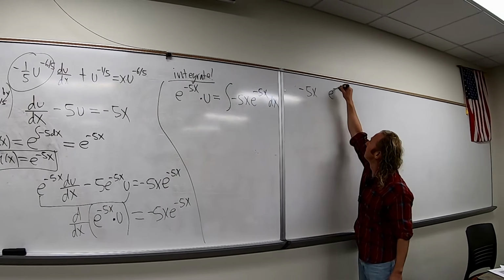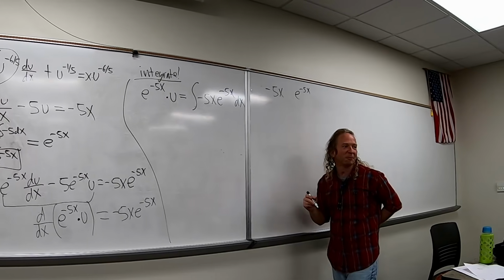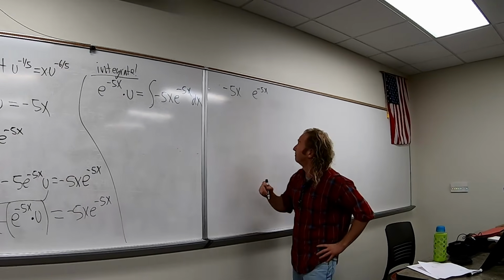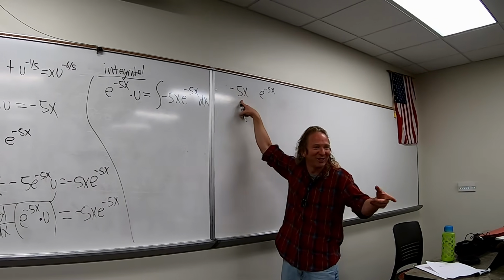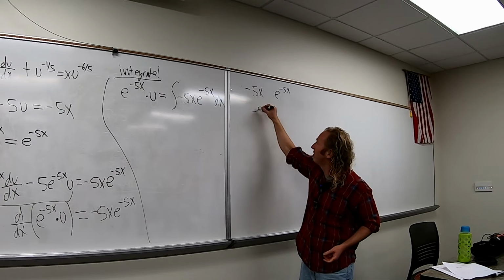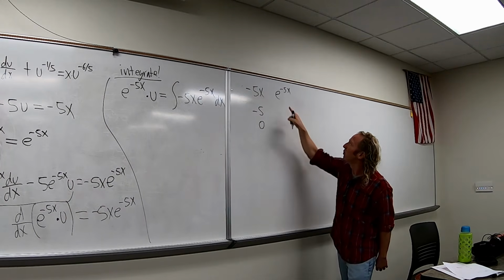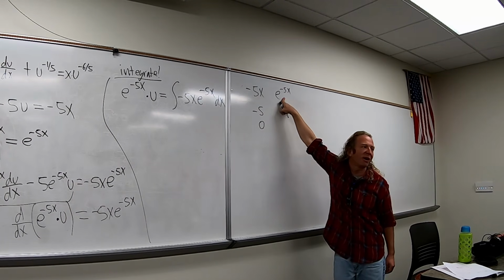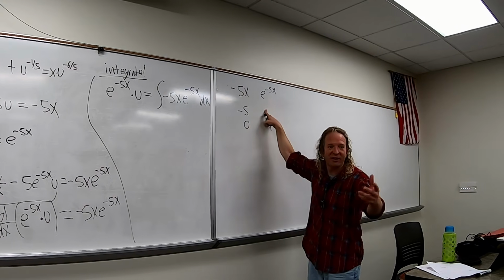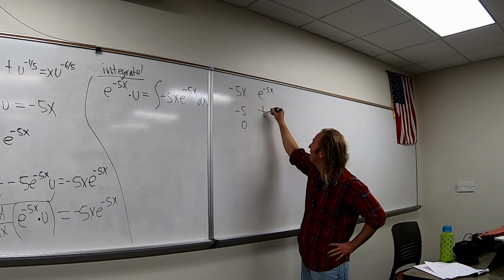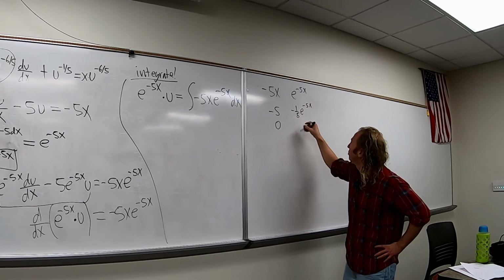Sometimes one of them won't go to 0, but the other one is super hard to integrate. Then you just give up? No, don't give up. Take the derivative again. It's negative 5. One more time and you get 0. When you integrate this, you just keep dividing by negative 5. Negative 1/5 e to the negative 5x, and then 1 over 25.